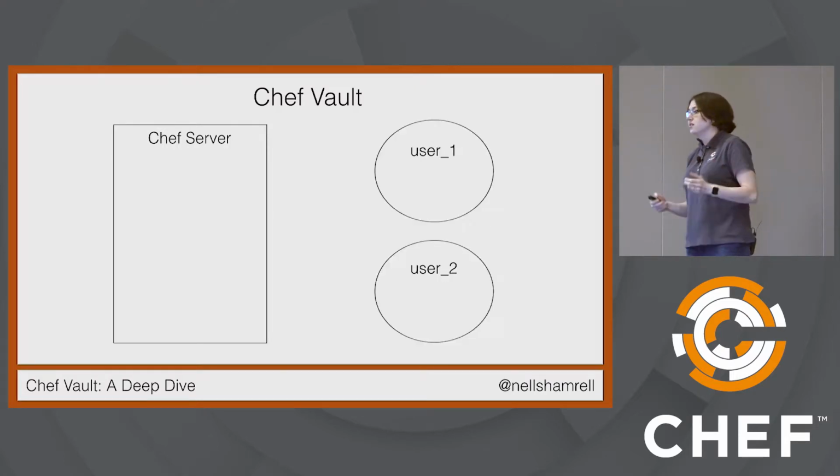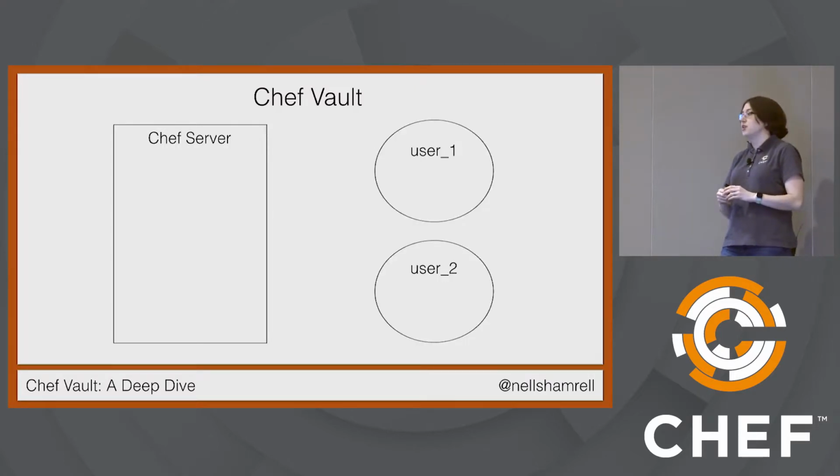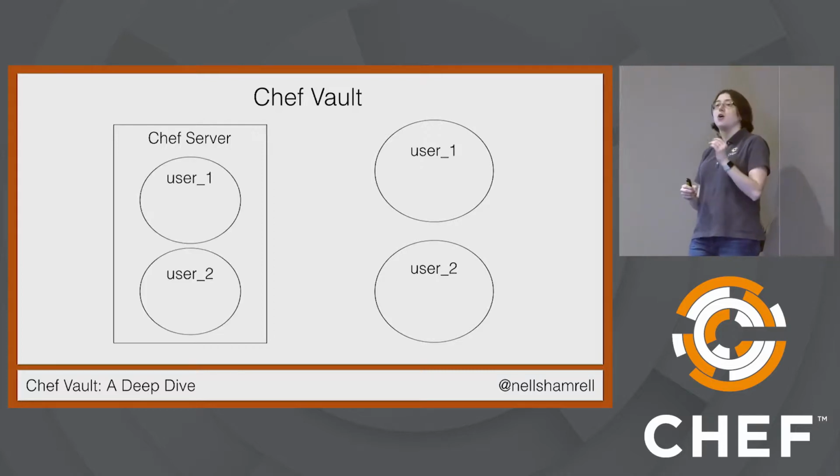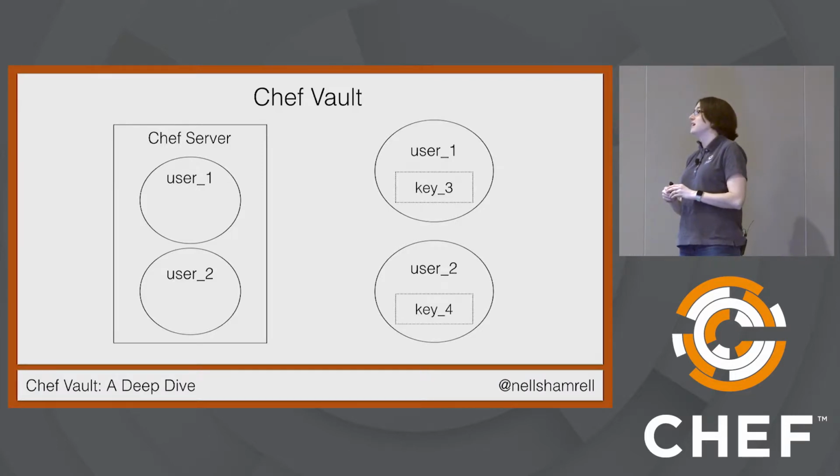Now, like nodes, when we have user accounts on a Chef server, each user is also going to have a client object on that Chef server, and each user is also going to have an RSA key pair. The user will keep the private half of that key pair on their workstation.